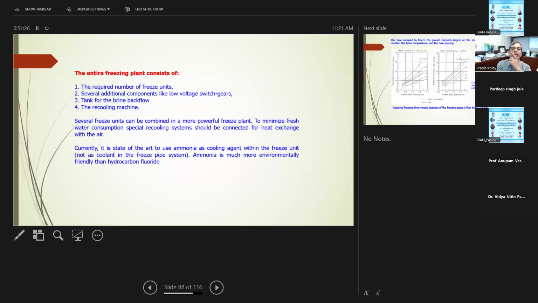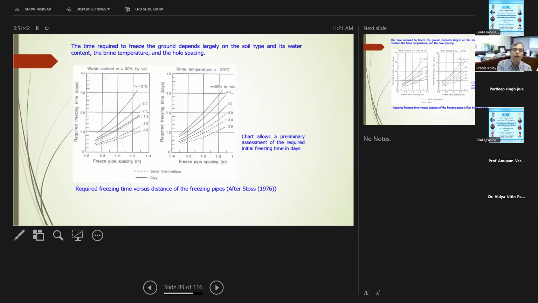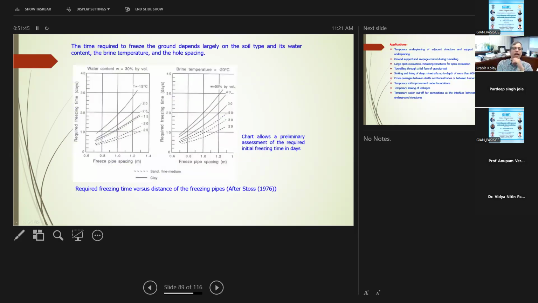Again, I'm not going to go into the freezing plant. It consists of a number of freezing units, and how many units are required is the same thing as in the dewatering technique. There are several additional components like a low voltage switchgear, tanks for the brine solutions, and a recooling machine. I just want to show you some pictures and some graphs of the required freezing time. This will give you an idea of the required pipe spacing and freezing time, depending on the water content, and also freezing time versus the distance from the freezing pipe.